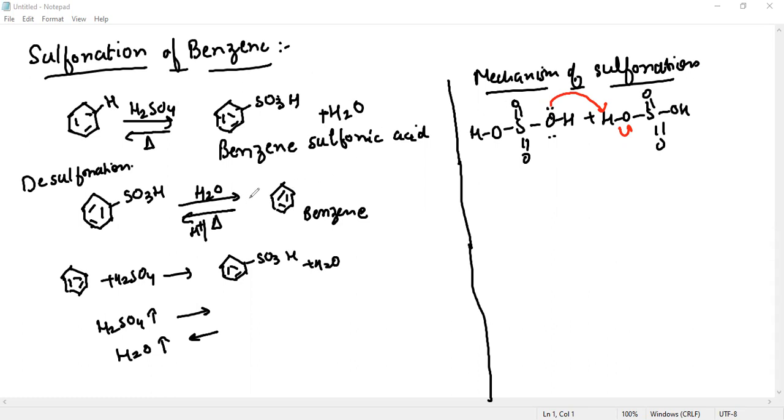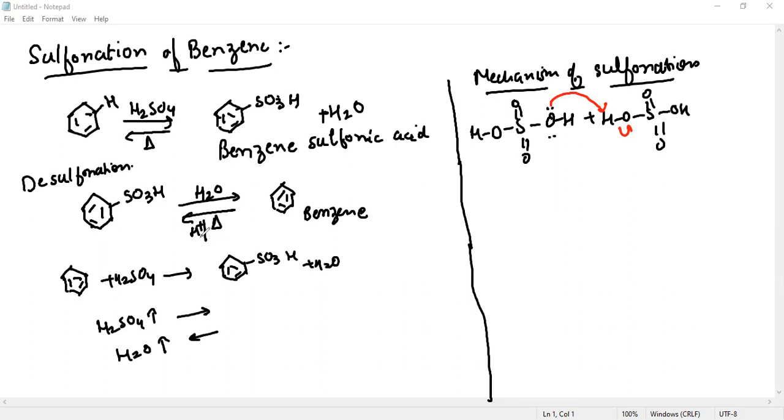Now I was talking about the desulfonation here. So if you want to go back from this product towards the benzene ring, what reagents you need to add here. So this is your benzene sulfonic acid. You need to add water. I already told you. And you will get the benzene ring. Okay. So you need to add water under the acidic conditions and heat it.